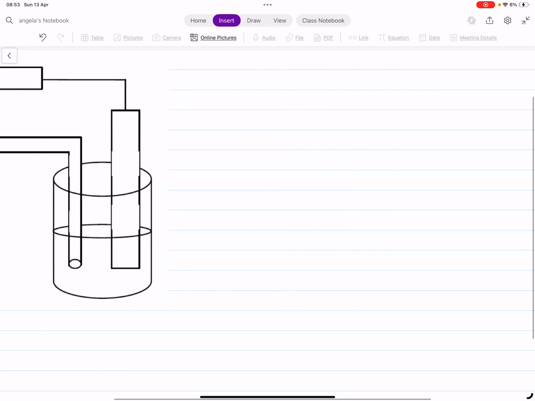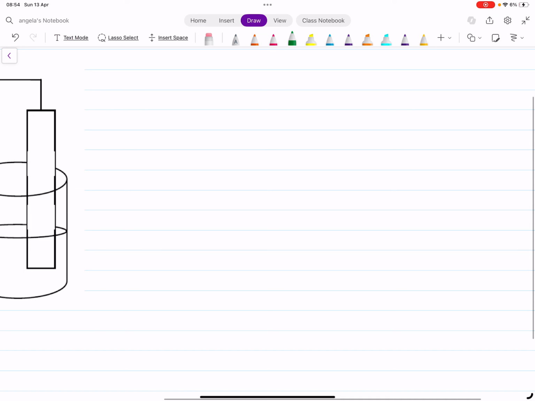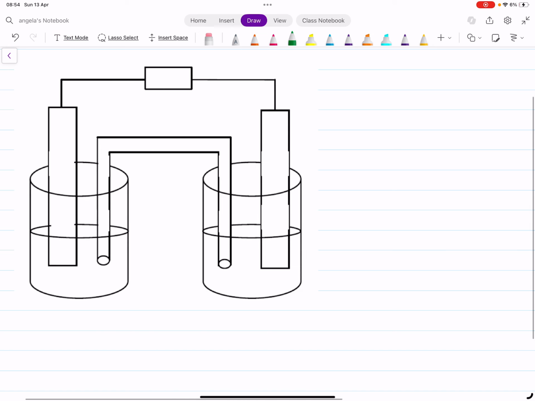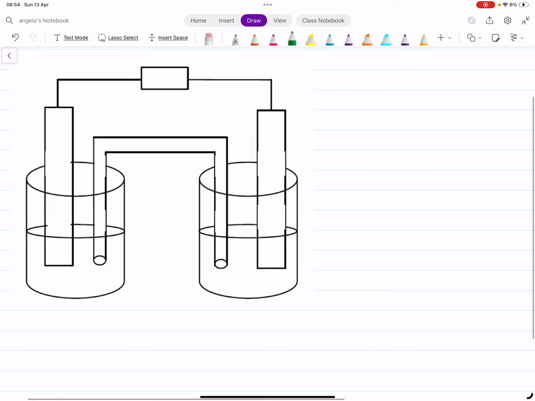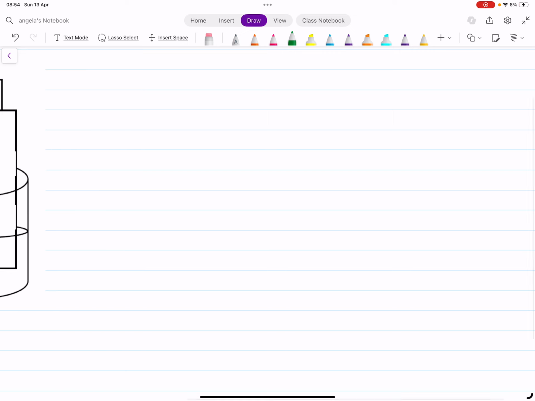So first things first, let me come over here for just a second and give you a quick overview. In class, I gave you two pictures of this cell, so you can write on them. And I also gave you a Venn diagram, which we'll be filling out later, not in this video. But what I want you to understand is that there are two different types of electrochemical cells.